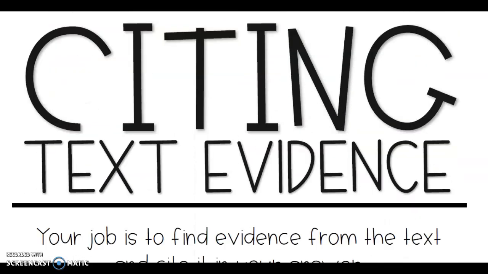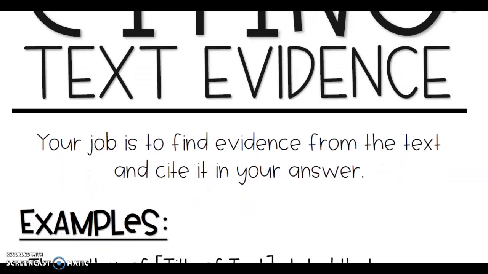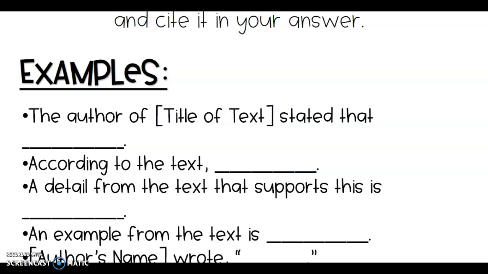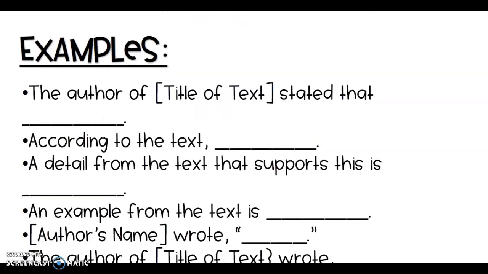Okay, citing evidence, citing text evidence. This is going to be a big part of RACE that we talk a lot about this week. So citing text evidence is a very important job. Your job in this step is to find evidence from the text and to cite it in your answer. So you can use some of these phrases here that you see. These are examples of phrases that can help you start to create your answer. You might say, for example, the author of whatever the title of your text is stated that, and then fill in some piece of evidence from the text that's strong evidence.